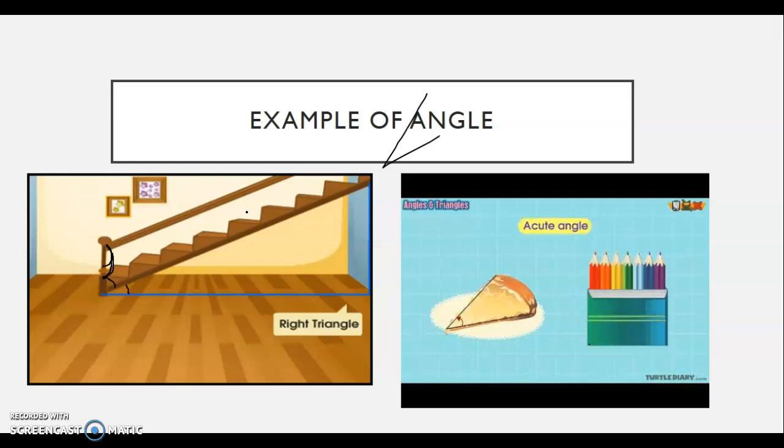Okay. So it's time for you. Observe 3 different things from your home. Write their names and then show me by picture.